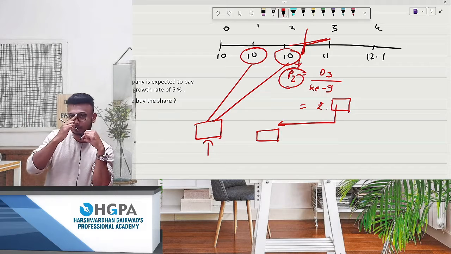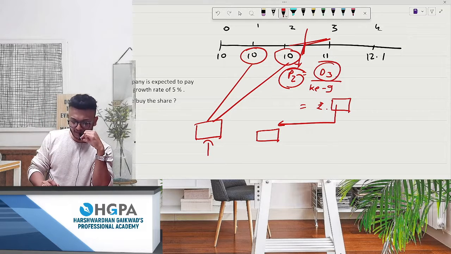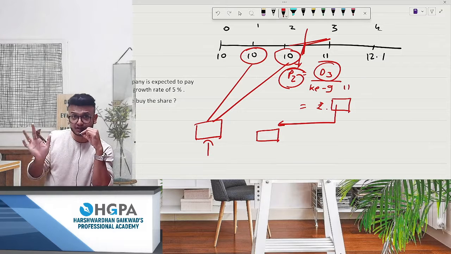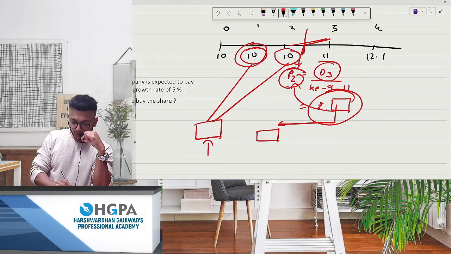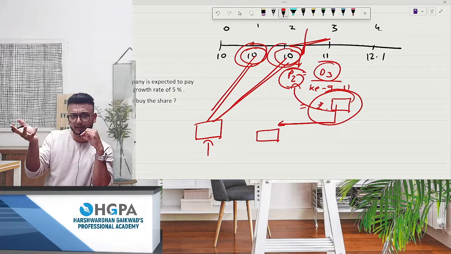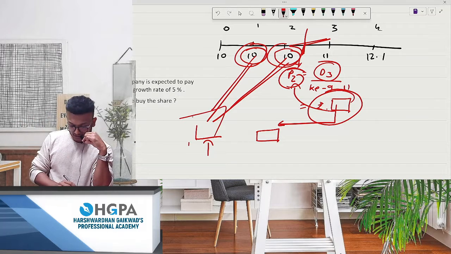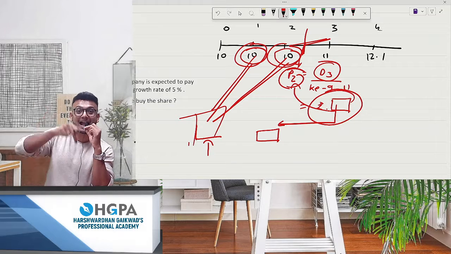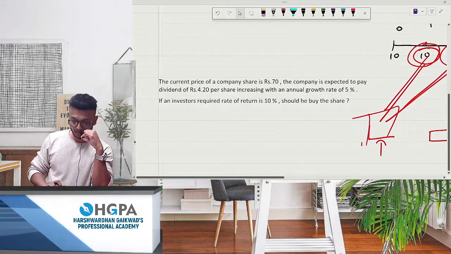So what I'll do, P2, and what's my formula? D1 upon KE minus G. D1, that is the expected dividend. An expected dividend of the third year. So whatever it might be, I'll write here D3, and that is obviously 11, we have it over here. Upon KE minus G. You'll get a figure over here. Now discount it with the discounting factor for second year. And then these two dividends will be discounted at respective discounting factors for year 1, year 2. And what all summation you will get, that will be your answer. And that will be your fair value of share as of today. If you've understood this, chapter is nothing.